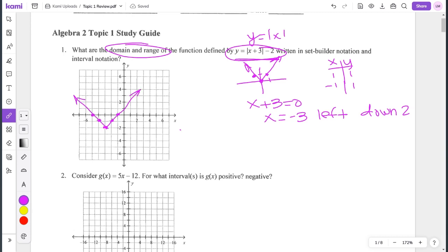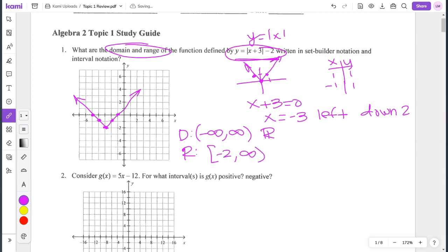All right, so my domain is how wide does my graph get? It just keeps getting wider and wider, doesn't it? So I can put negative infinity to infinity or all real numbers. My range tells me low to high. My lowest point is negative 2 and my highest point is infinity.